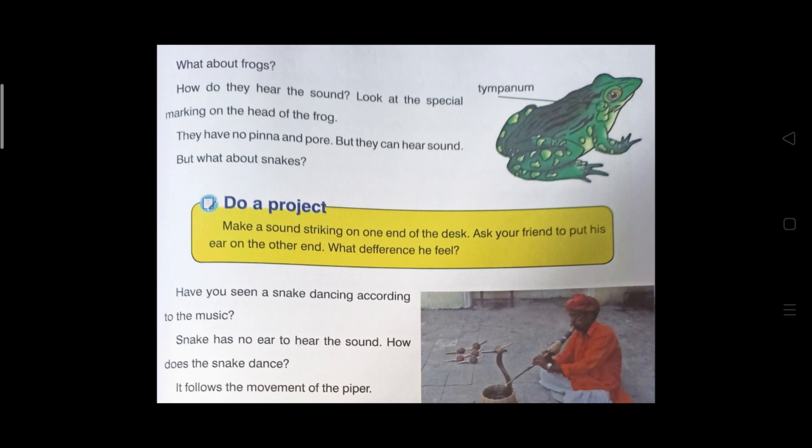Like this, the animal world is full of diversities. Diversity means variety. We have different varieties of animals in this world. If we understand about that, it will be very, very interesting.